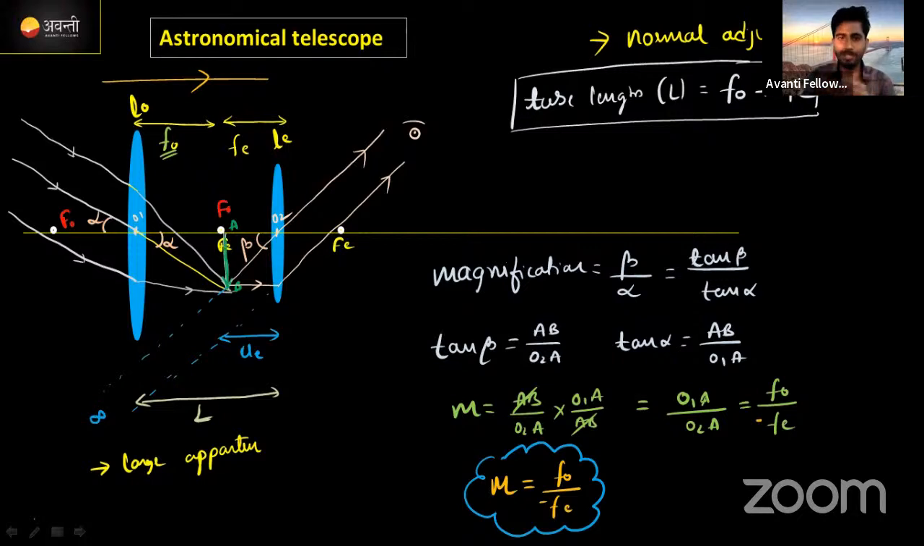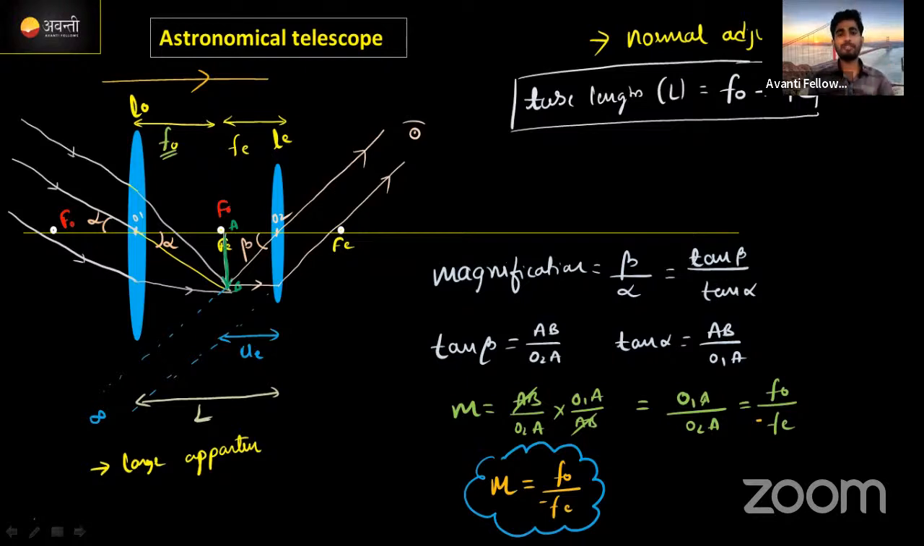Now there is one more, the special adjustment. Why special adjustment? Because here the image is forming at infinity. If it is forming at infinite distance, how is it possible to see the image? It is very difficult to analyze the image. For that reason we need to form the image at the least distance of distinct vision of our eye.